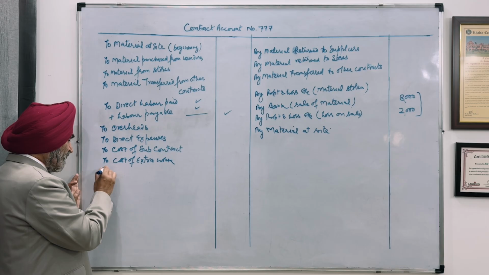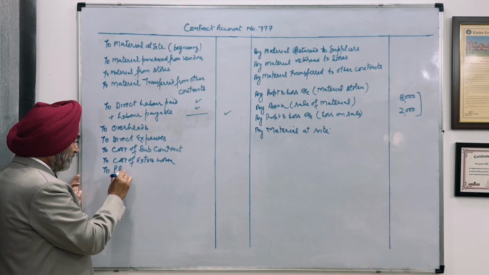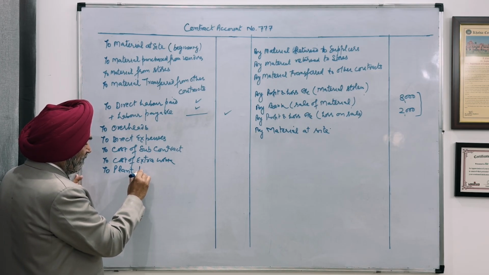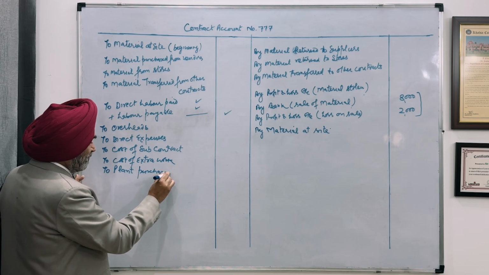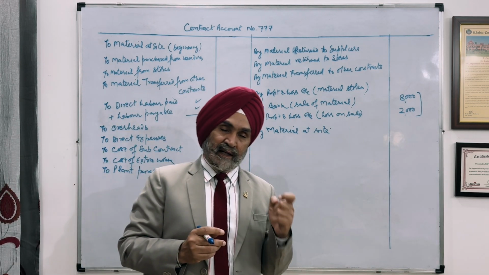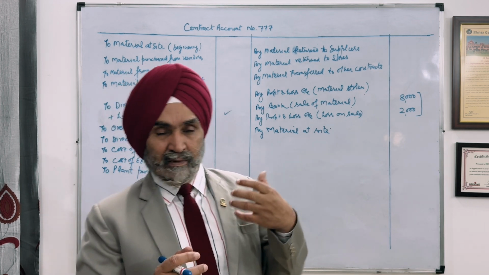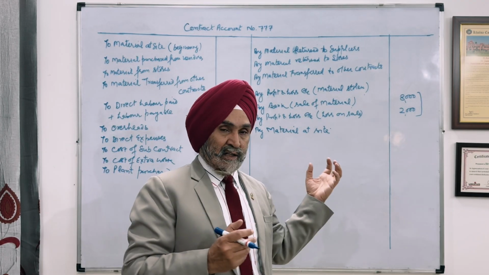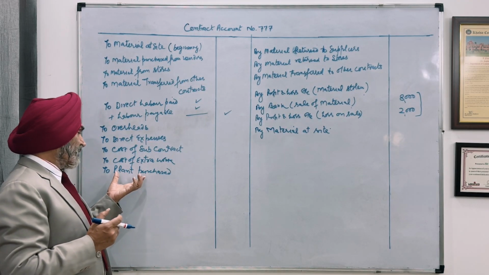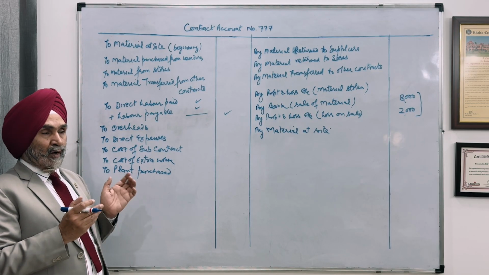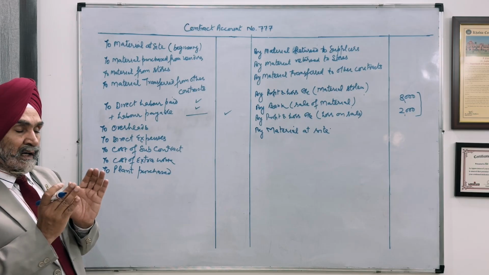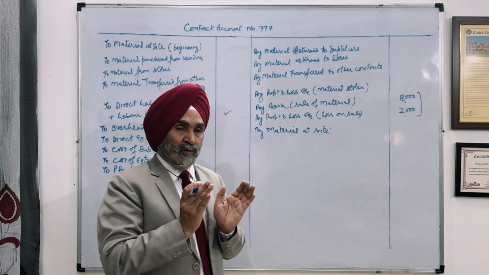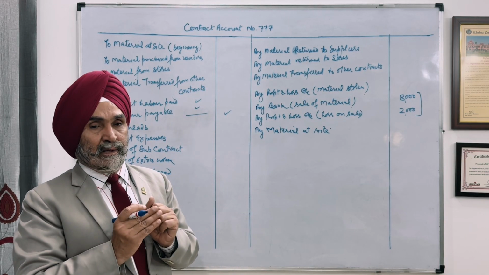Then there is plant. Plant means any type of machinery which is used on the site. It may be a crane, it may be a mixer, it may be something else. Different types of machinery are used at the site. Whatever plant or machinery is purchased, we will consider it from two angles. One we will call general plant, the other specific plant.